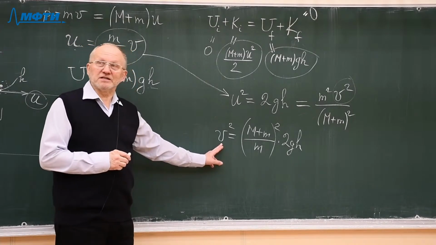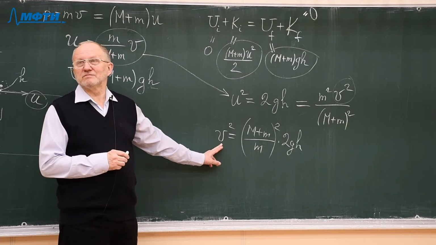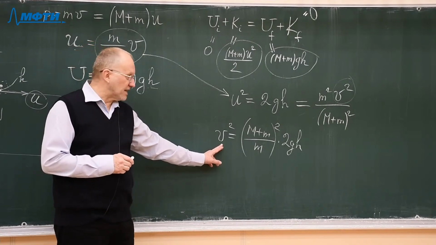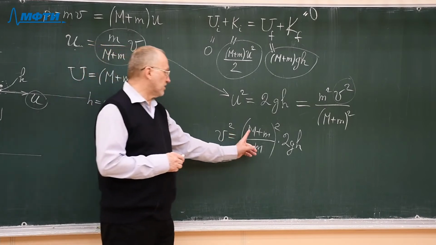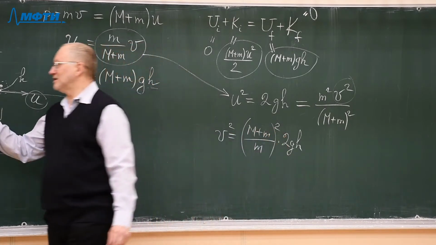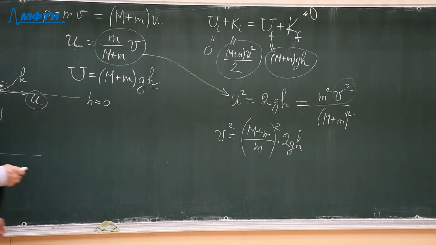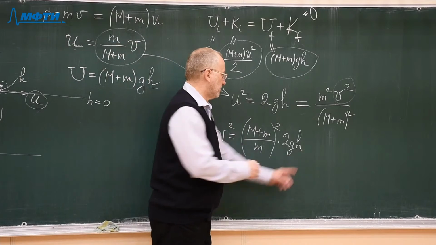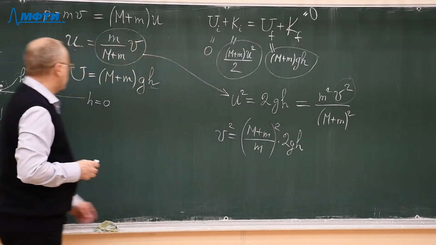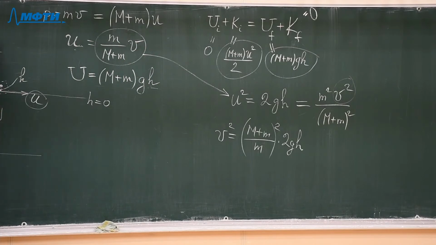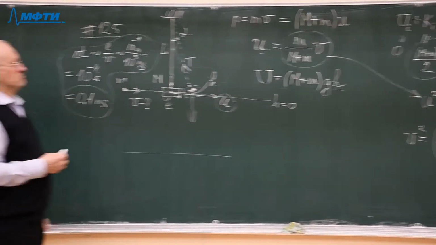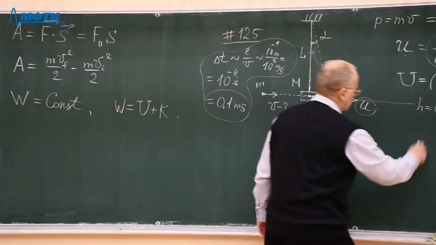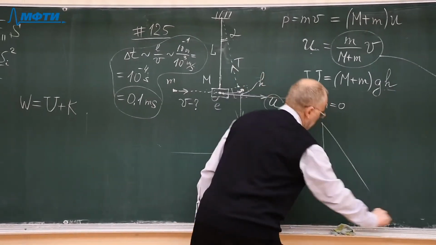Is it the final answer to the problem question? No, because the final answer must contain only the quantities given in the problem. Masses are given, but h, the height, is not given. Instead of the height, the angle of deflection alpha is given. So we must find a connection between h and alpha. This connection is easily established using geometrical considerations.